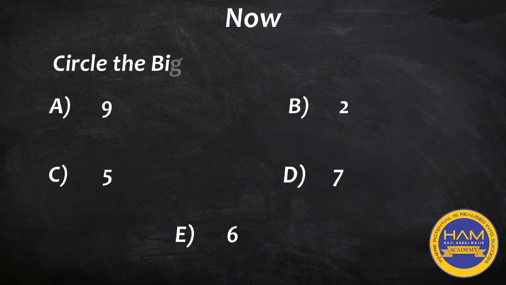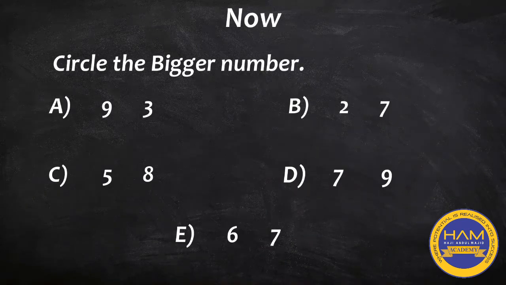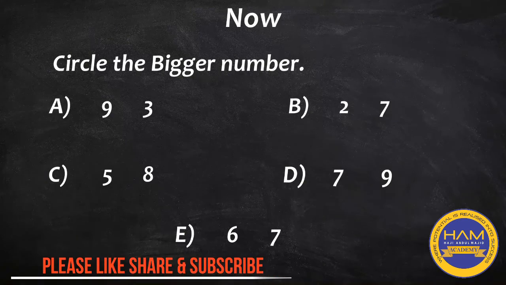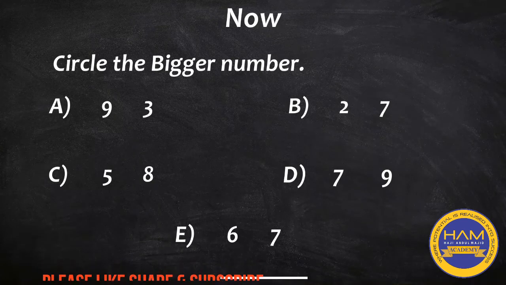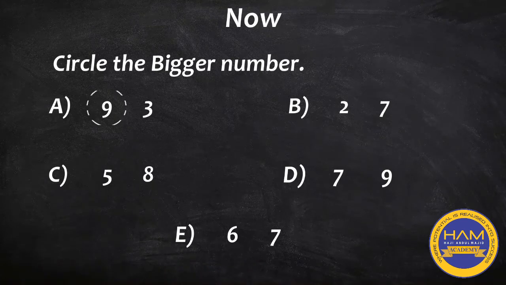Now moving on to another question, circle the bigger number. First, 9, 3. Which is the bigger number? 9, so we will circle 9. Second, 2, 7. Which is the bigger number? 7, so we will circle 7. Third, 5, 8. Which is the bigger number? 8, so we will circle 8.